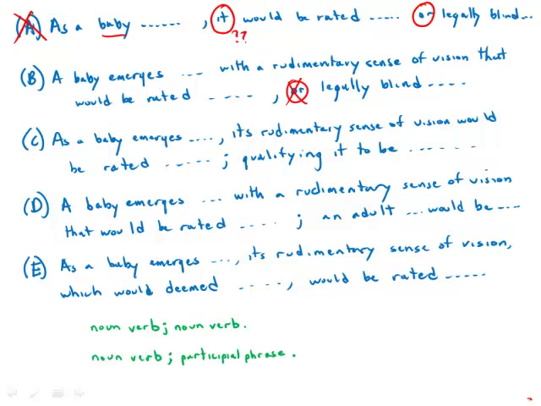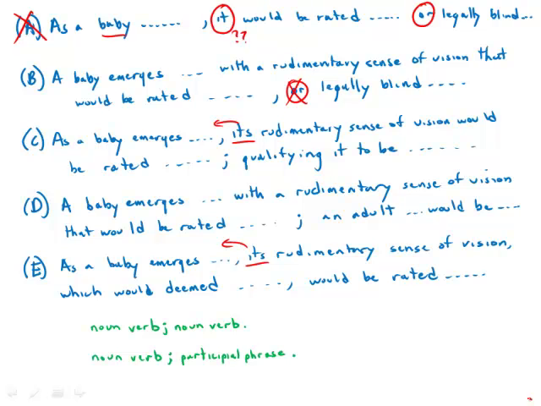B also has that problematic or word. Notice that the other ones, they do use the pronoun correctly. So as a baby emerges, it's clearly it refers to the baby, it refers to the baby. And then B and D don't even bother with the pronoun.